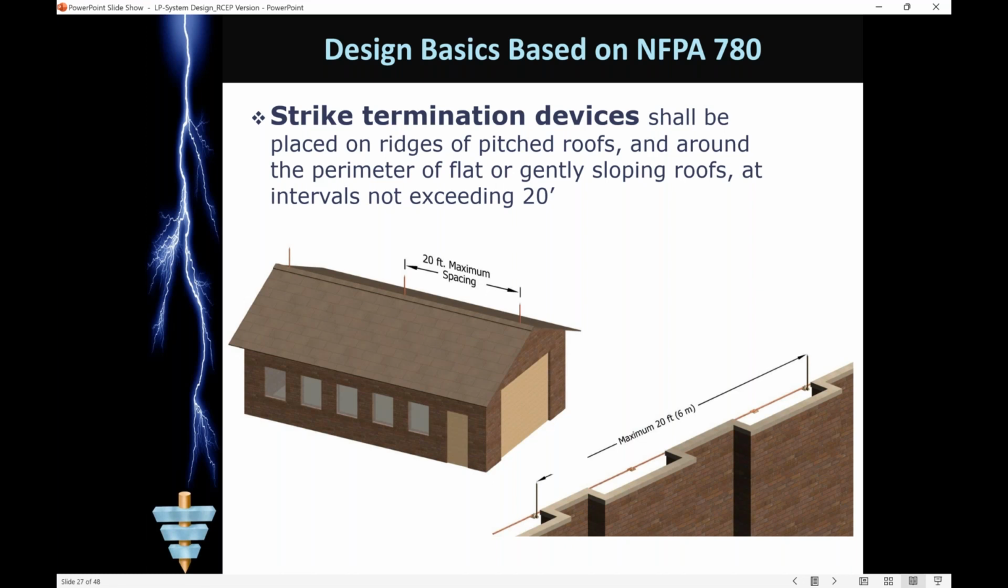One of the things that we do from a manufacturing standpoint is we mark the conductor every 3 feet, because the bases that have to be glued down to the structure have to be spaced no more than 36 inches apart. So we try to make that a little bit easier on the installer by providing markings on the conductor itself. But the strike termination devices have to be no more than 20 feet apart.